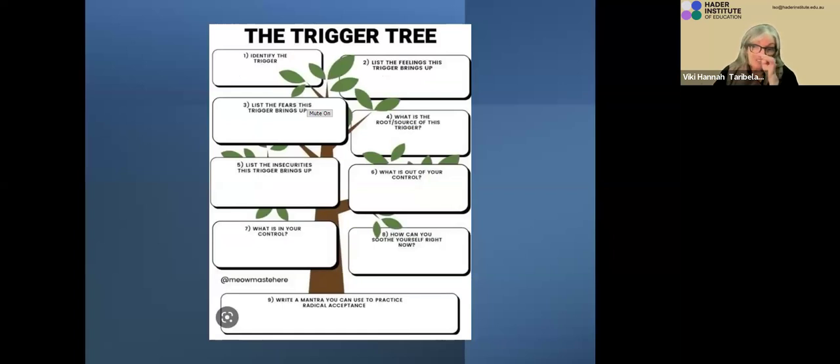The trigger tree, I think you might like this one. This is just toolbox. So yeah, like identifying it, list the feelings that are happening, list the fears. What is that? Recognizing those signs. What is the root source of this trigger? And we want to get there.